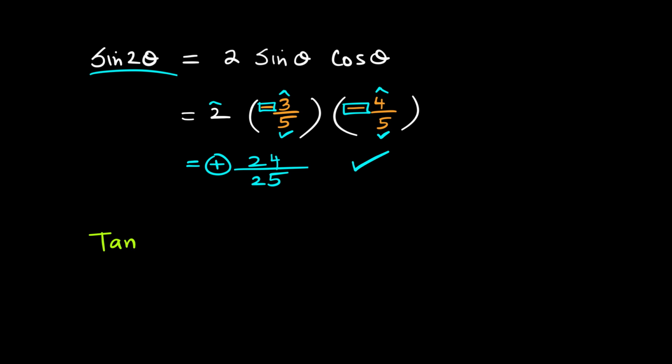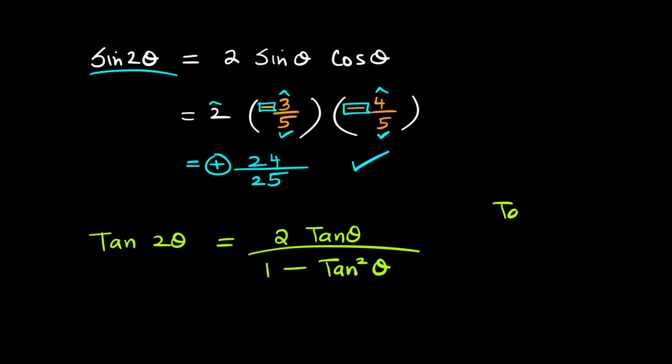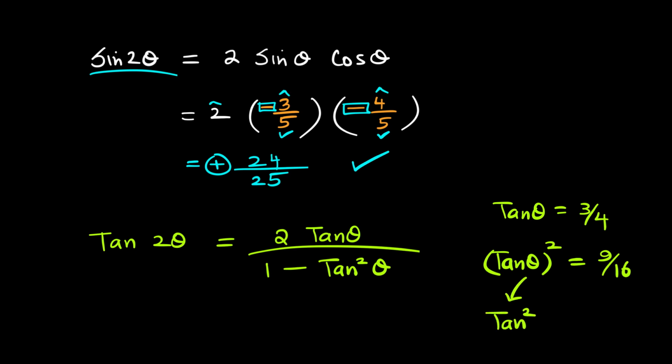We now need to evaluate tangent of 2 theta, which is 2 tangent theta divided by 1 minus tan square theta. The value of tangent theta is 3/4. Let's also square it over here. Tan theta, the whole thing square, is 9/16. And we know that tan theta, the whole thing square, is usually written as tan square theta.